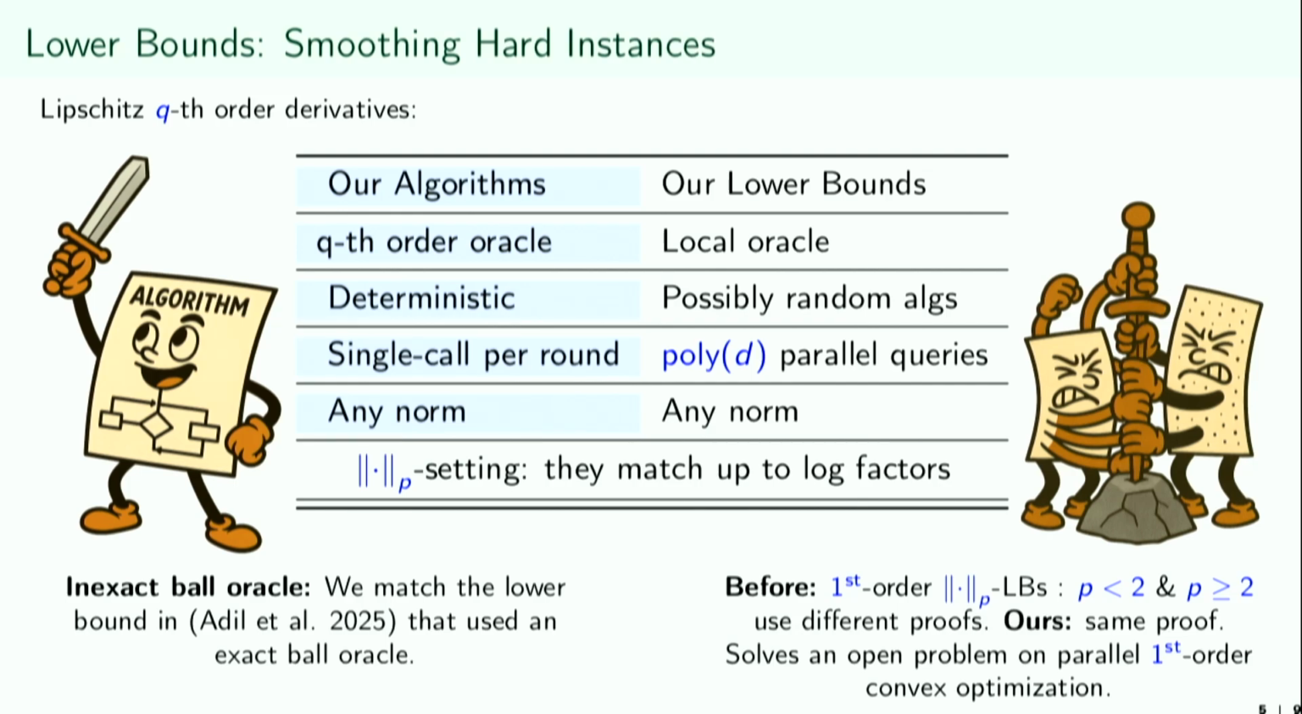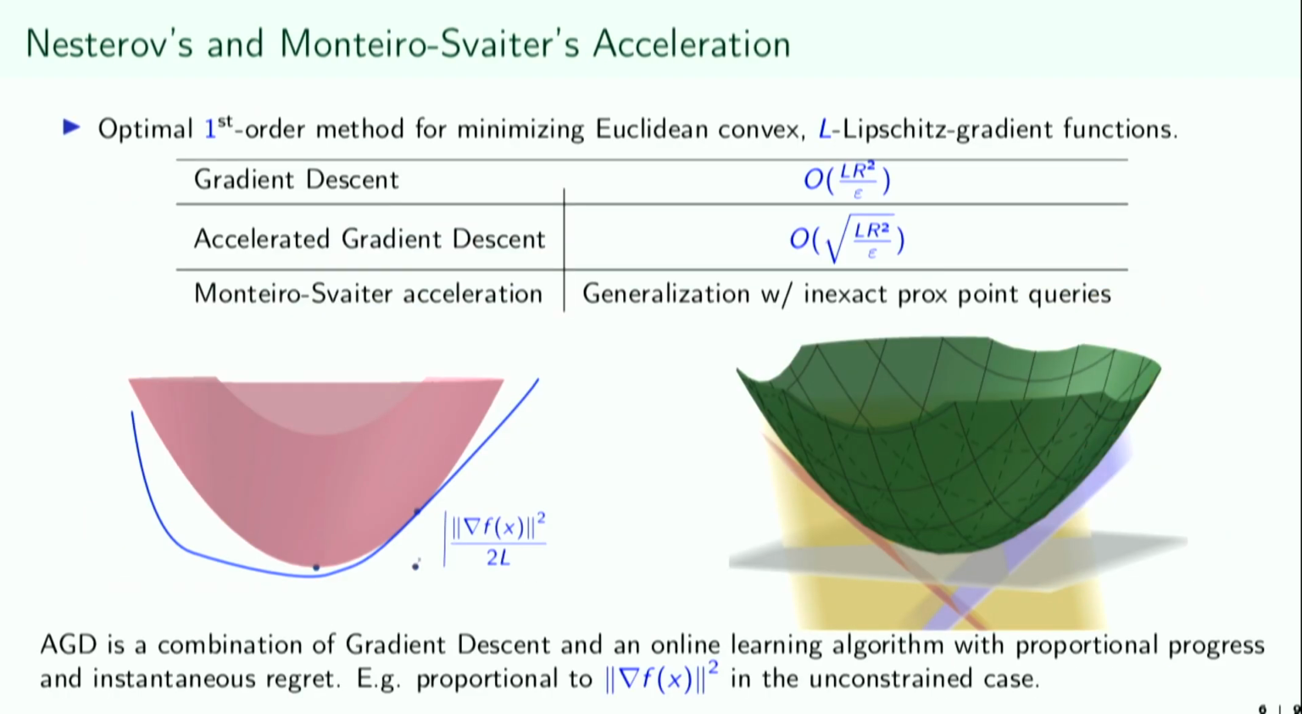As a result, we could solve some open problems even in the first order parallel convex optimization. Okay, let me flash a few of the ideas of the upper and the lower bounds. The word segment is quite technical, but I hope I can give an idea of how this works.